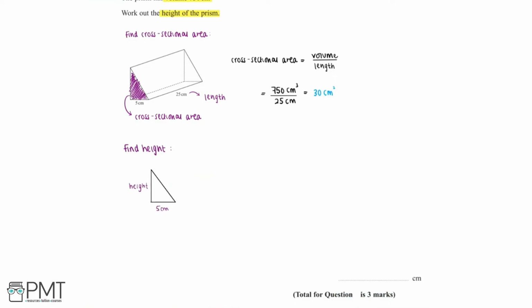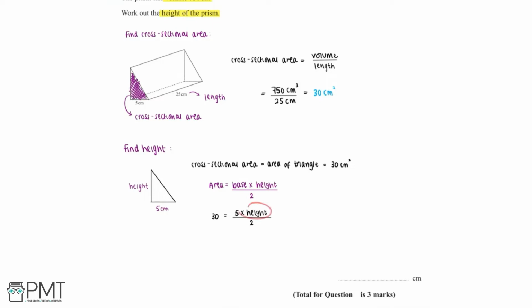The cross-sectional area is in the shape of this right-angled triangle, and so we know that the area of this triangle is equal to 30 centimeters squared. We know that the formula for the area of a triangle is equal to the base multiplied by the height, all divided by 2. We can substitute in the values that we know. We know that the area is equal to 30, and the base is equal to 5. And so we can say that 30 is equal to 5 multiplied by the height, all divided by 2.